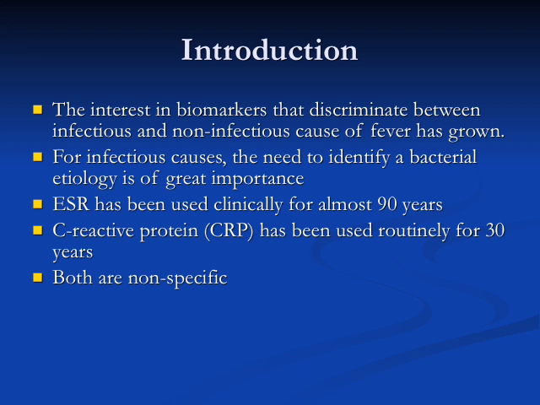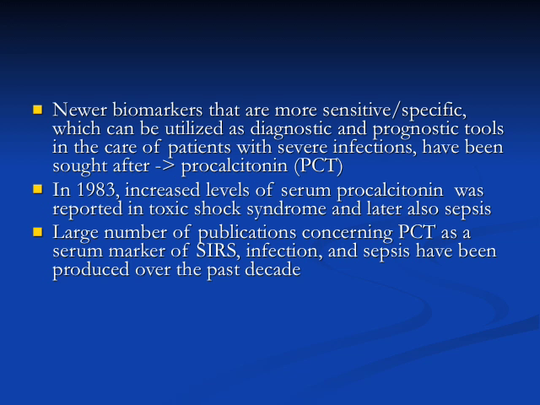But along with a lot of limitations, another one includes that they are both non-specific. New markers have been sought after that are more sensitive and specific to differentiate between bacterial or other infections such as viral or fungal, which can be utilized as diagnostic and prognostic tools in the care of patients with severe infections. And a promising marker is procalcitonin.